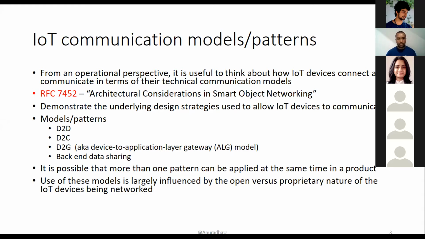So there you find these four patterns. One is D to D, device to device, D to C, device to cloud, D to G, device to gateway, and also the last one, backend data sharing. So these are the four patterns or the models that we often see in IoT communications. And I think it's important, if you learn about IoT, like the many other things that have already been shared, to have some basic understanding about what these communication models are and how they differ from each other.